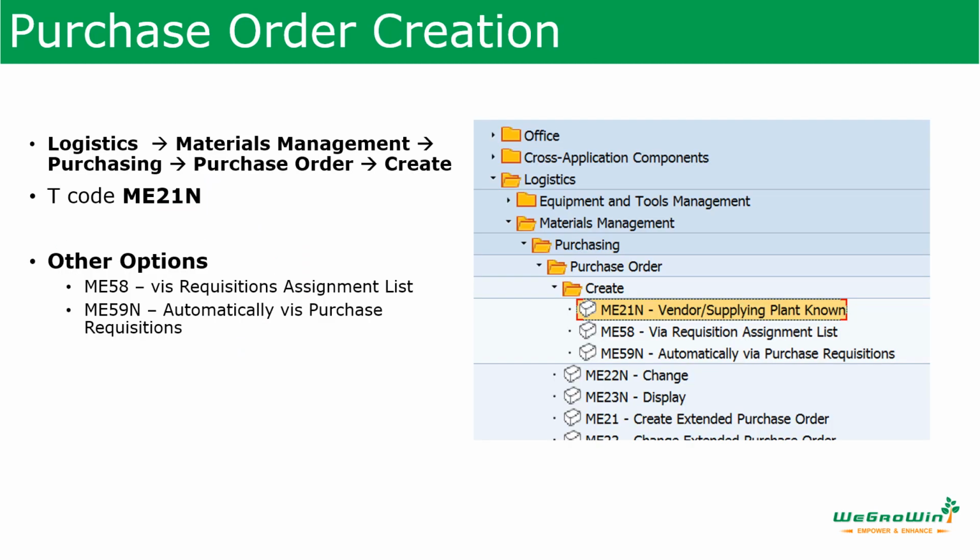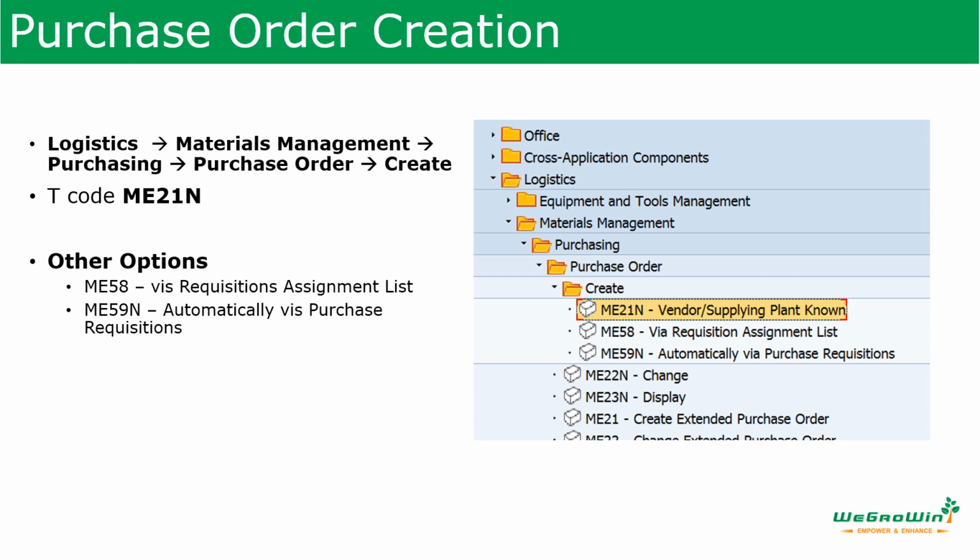Here we see how a purchase order will be created manually, right? The transaction is ME21N. We will discuss it. Also, a purchase order can be created from a purchase requisition, and we may have the purchase requisitions based on requisition assignment or automatic conversion. The conversion from purchase requisition, manually or automatically, those things we will discuss in the next session.